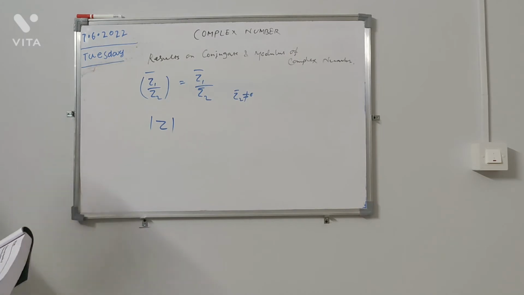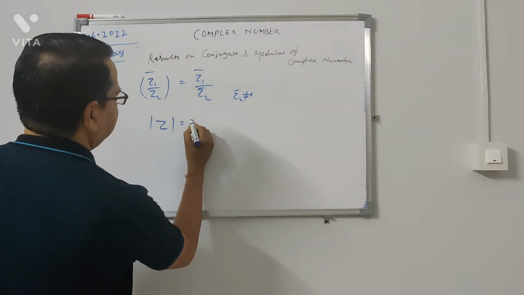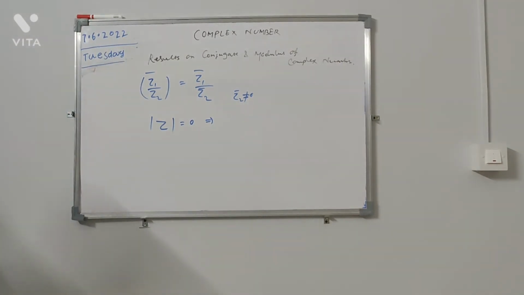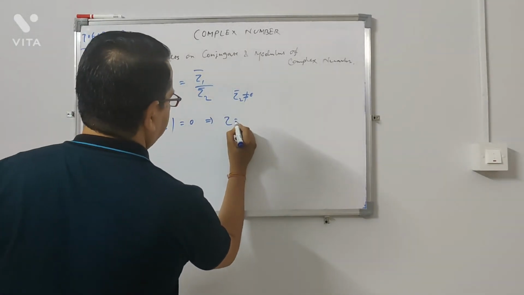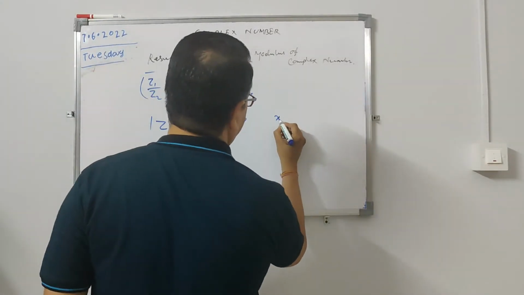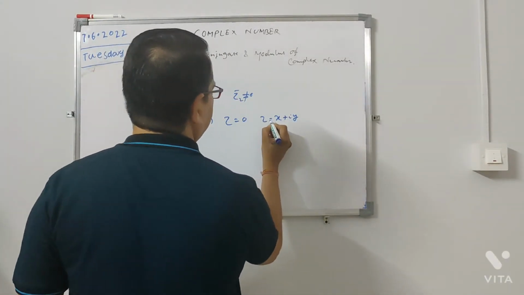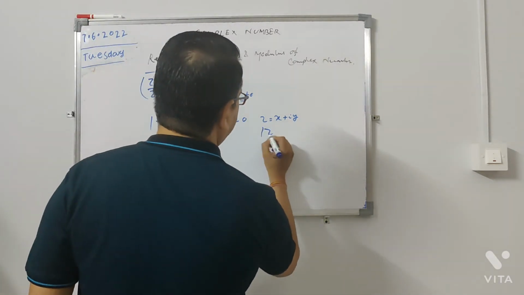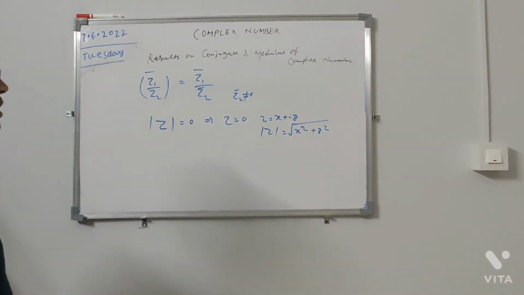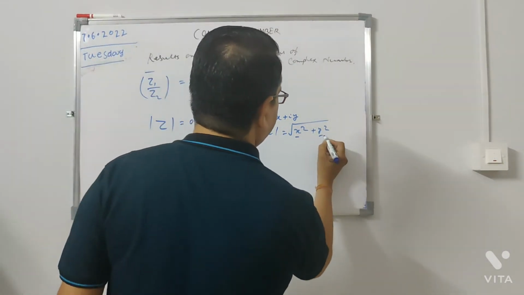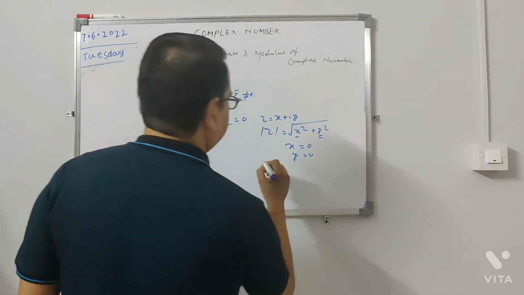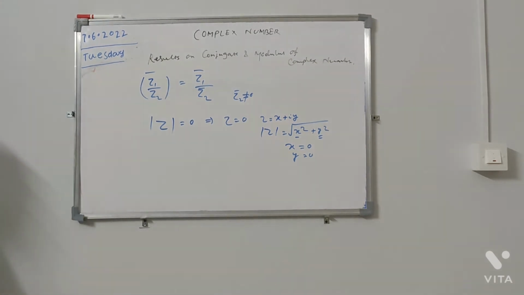If modulus of z is equal to 0, that implies z is equal to 0. See, modulus of z is equal to 0 means what? z is equal to x plus iy, so modulus of z is equal to the square root of x square plus y square. If this is 0, because this is square and this is square, that means x is 0 and y is also 0. If x and y both are 0, that means z is equal to 0.